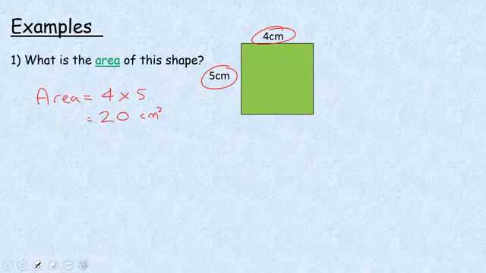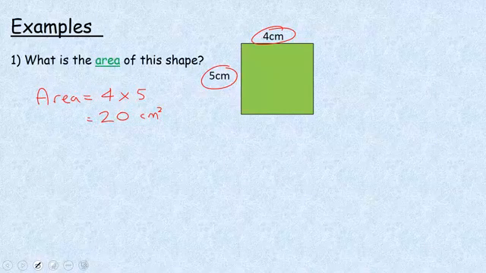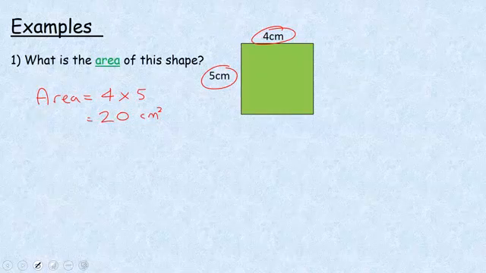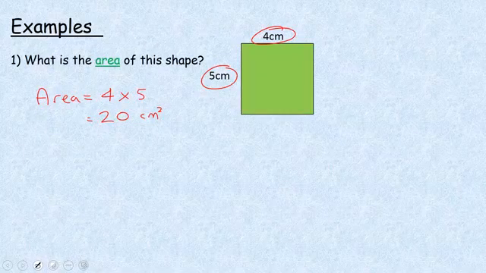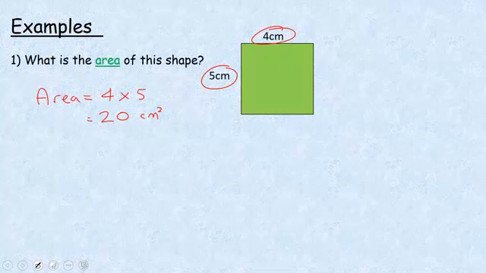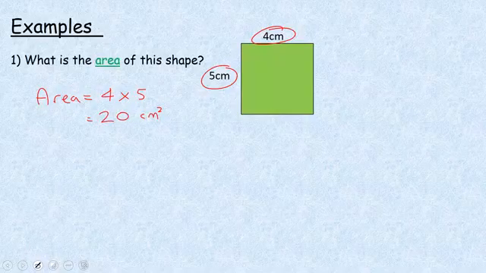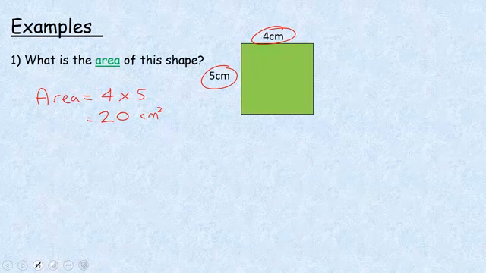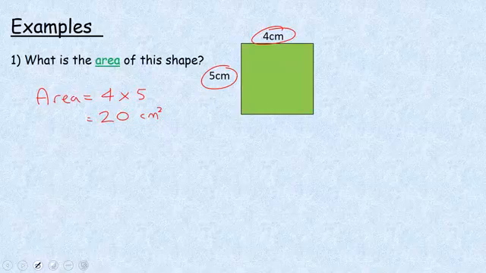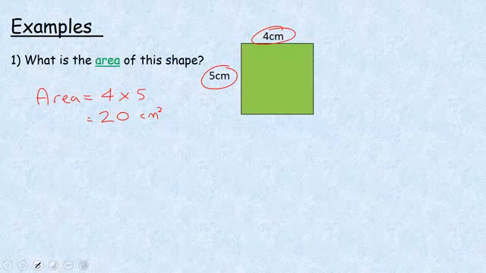So obviously we would have millimeters squared and meters squared. So you need to be careful that you use the correct unit, and look at the question to help you there. So let's look at our next example.